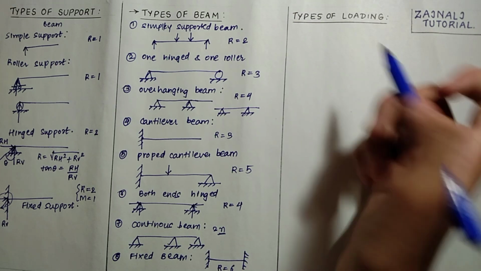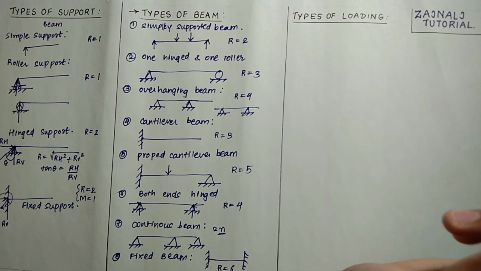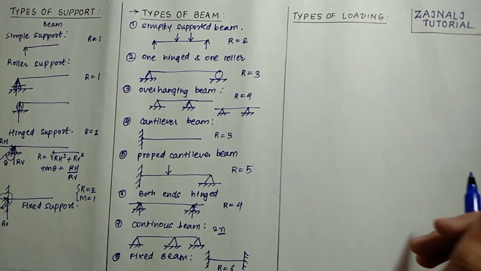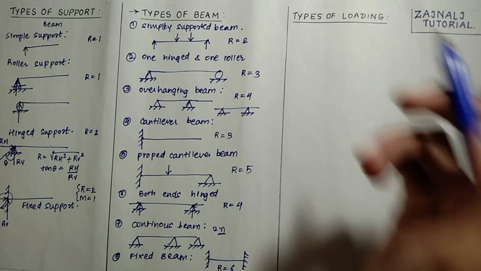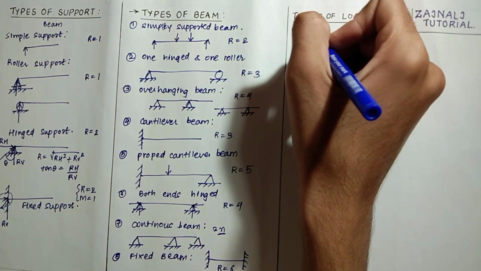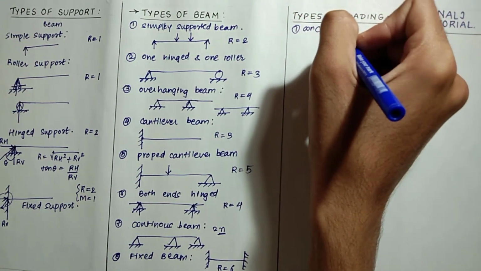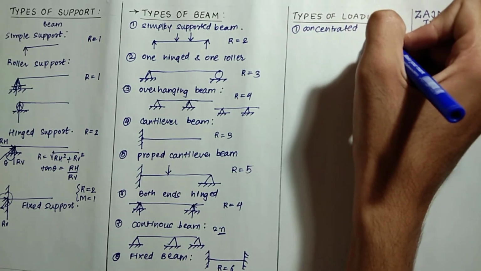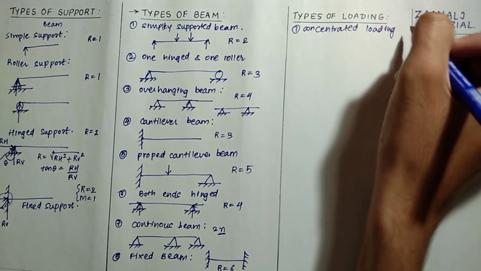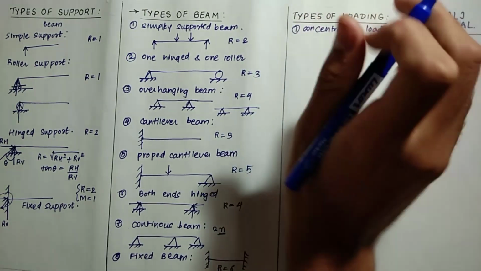Now we will be considering the different types of loading. So what are the different types of loading? The first type of loading is considered as concentrated loading. This is also referred to as a point load.